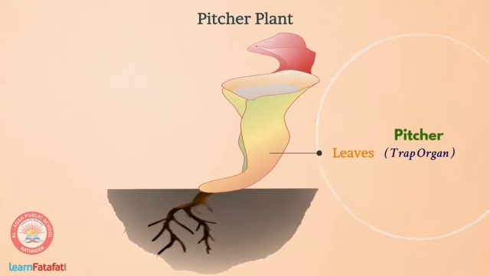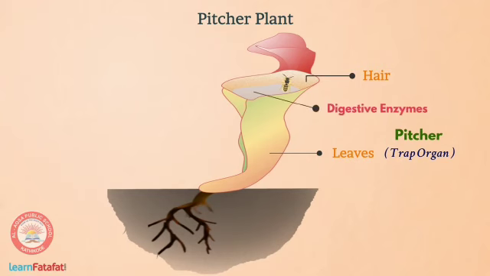The apex of the leaf forms a lid which can open and close the mouth of the pitcher. Inside the pitcher, there are hairs which are directed downwards. When an insect comes and sits in the pitcher, the lid closes and it gets trapped in the hair. The digestive juice present in the pitcher helps in digesting the insect.